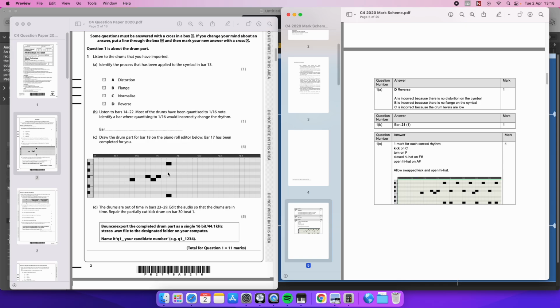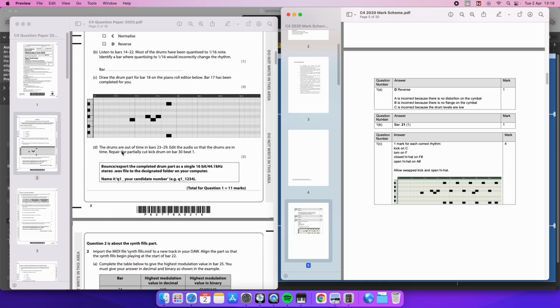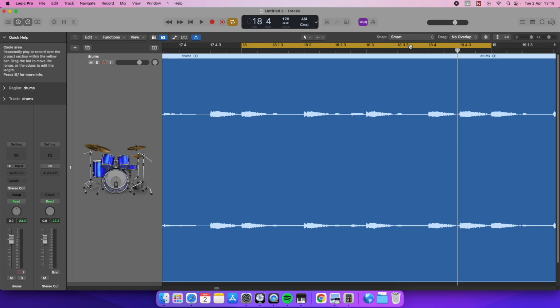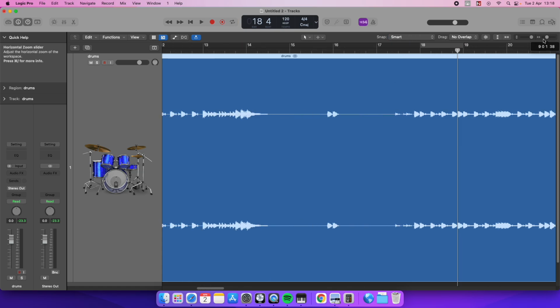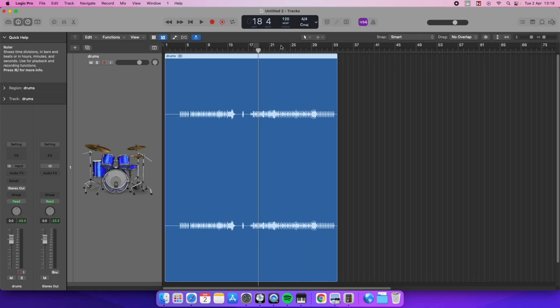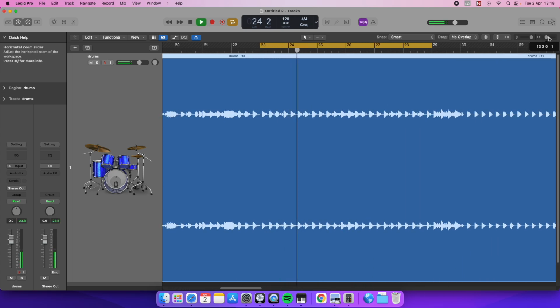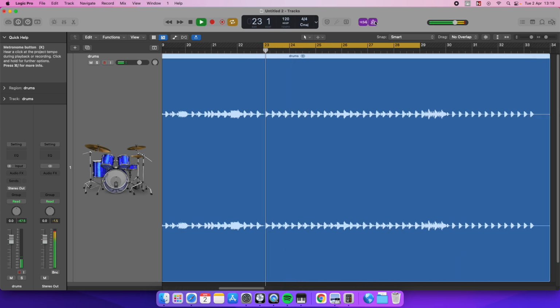And this always shows up. The drums are out of time in 23 to 29. I'll zoom out a little bit. 23 to 29. It's going to be a long one. So let's hear this with a metronome.